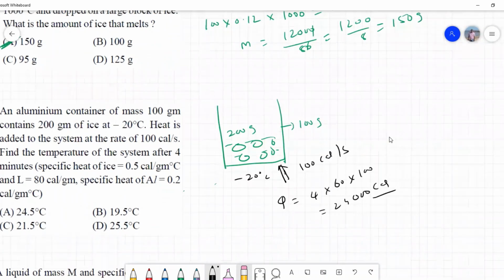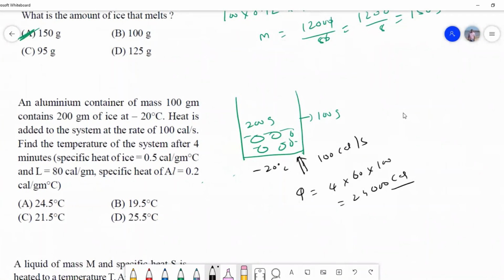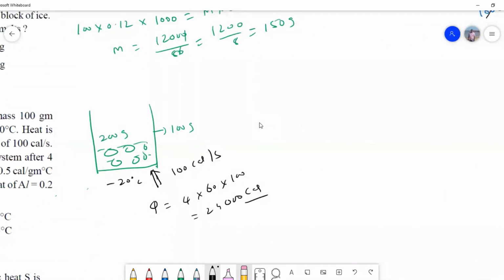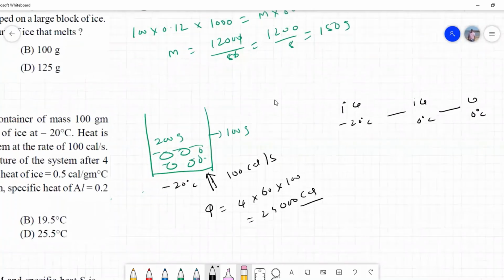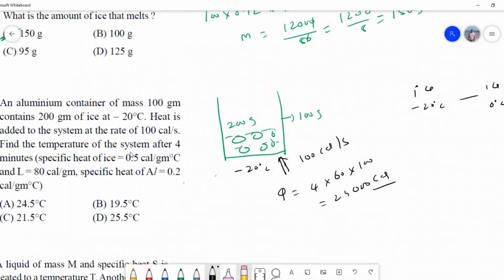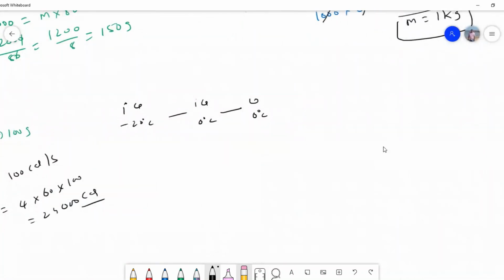Now it is asking what is the rise in temperature. So here, very important, initially ice is at minus 20 degrees centigrade. So ice at minus 20 becomes ice at 0, and this ice at 0 becomes water at 0, and it is asking what is the final temperature. We don't know the final temperature, so let us take it as T degree centigrade. So this water at 0 becomes water at T.